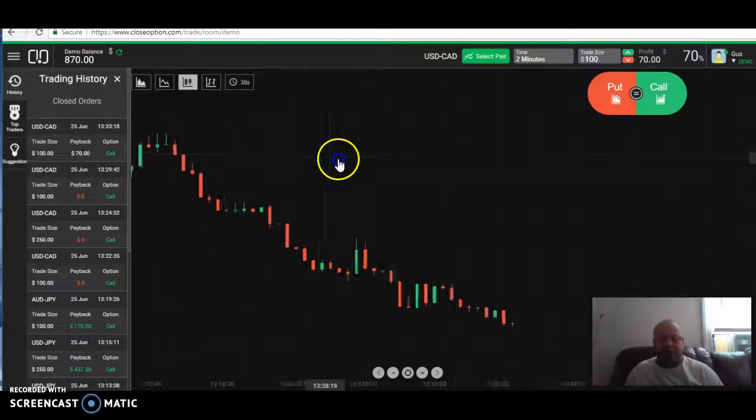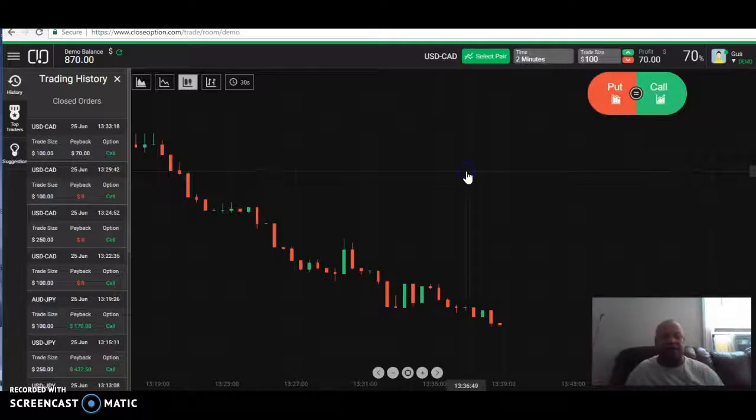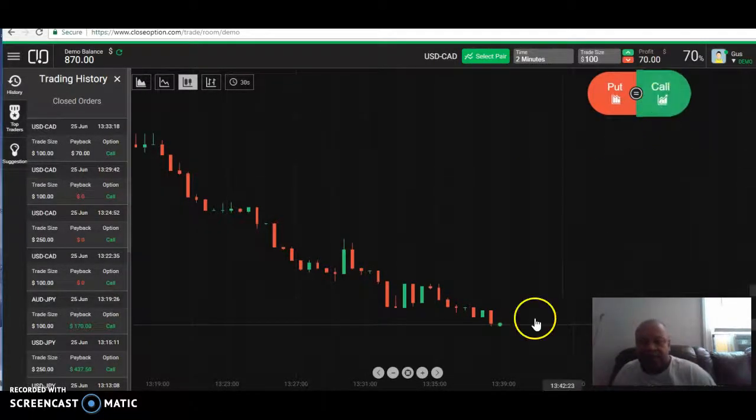It's been going down for quite some time, as you can see here, for a few minutes. So it's got to reverse, you know. So I'm going to sit on this because I like the way this is looking. I'm going to sit on this currency, and hopefully we'll see a little pop here, a green pop, and we'll pull the trigger on a call trade.